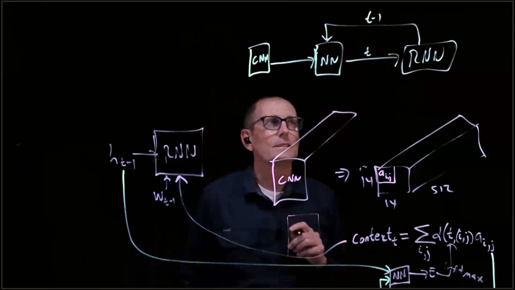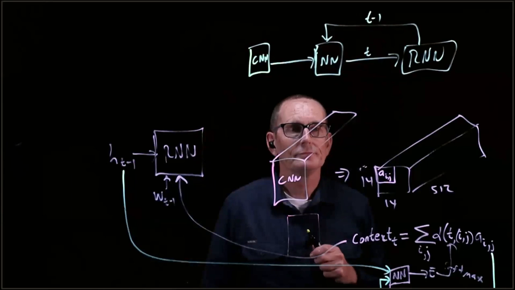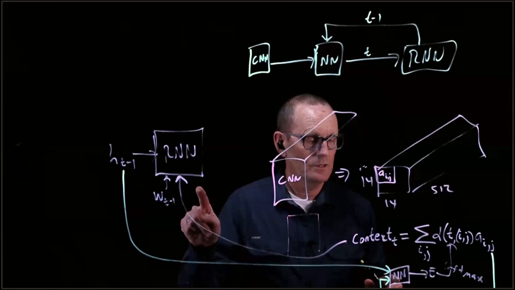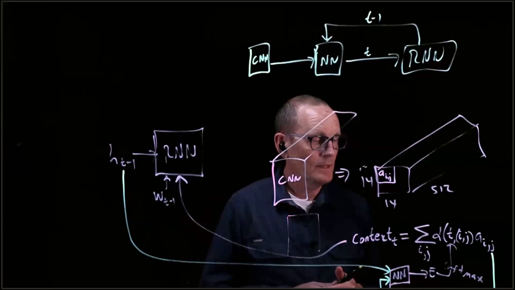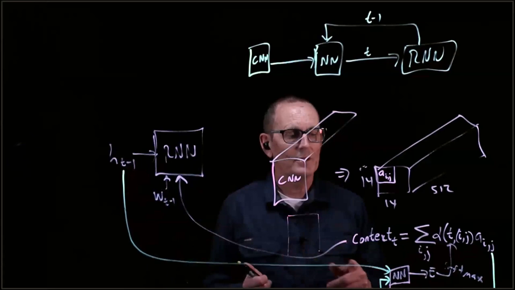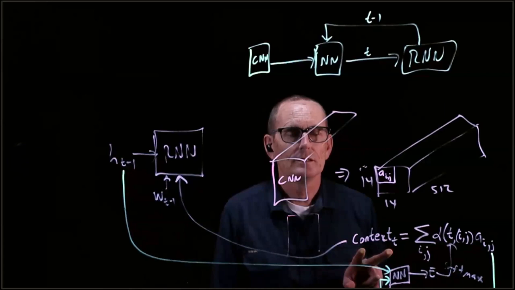Something like that. I have the context going into the RNN, but I have arrows from both the neural net and the CNN going into the context, because the context is made with both alpha and A sub IJ. So alpha is part of the context. Alpha comes from the neural net, and the RNN feeds into that. So the RNN from the previous time step affects the context at the next time step.